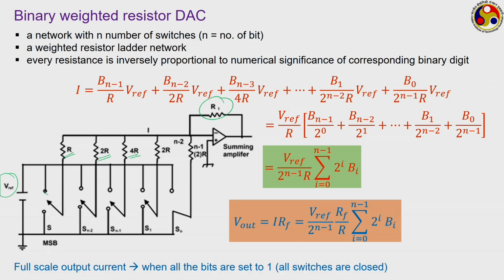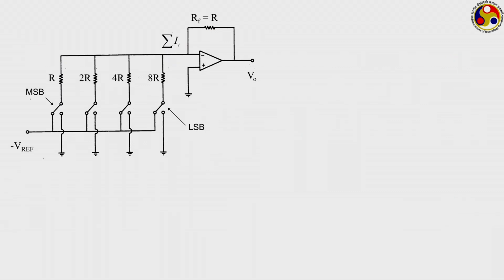Let us see, the full scale output current will be possible when all the bits are 1. Like if you are dealing with a 4-bit converter, then if all of them are 1, you will get the maximum current, which we refer to as the full scale. Similarly, when all are 0, then no current will be flowing through this, and the output voltage will also be equal to 0. Let us take the example of this particular circuit.